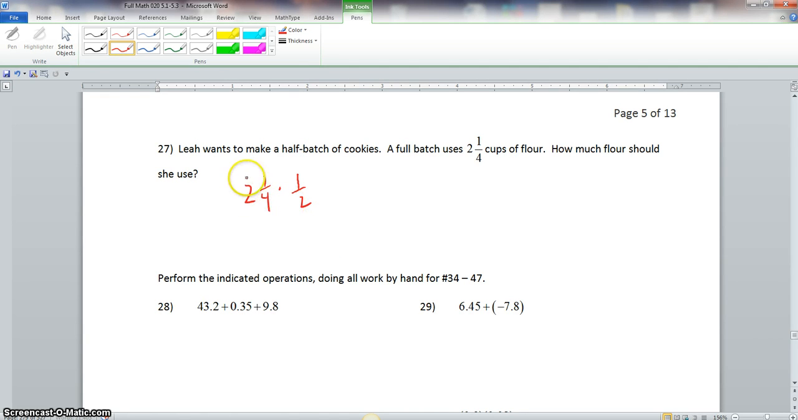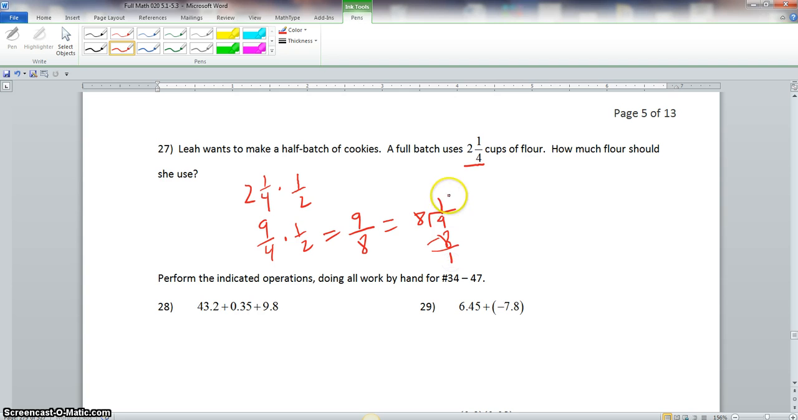So we need to take this mixed number and make it into an improper fraction. So this will give us 9/4 times 1/2. So we would do 9 times 1, which is 9, and 4 times 2, which is 8. 9 and 8 has nothing in common. But remember, since we started this problem off as a mixed number, if we could make this into a mixed number, we're supposed to. So we would take 8 into 9. 8 goes into 9 one time. 1 times 8 is 8.